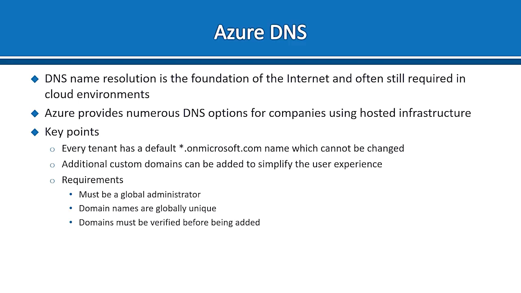Every tenant has a default .onmicrosoft.com name. That name cannot be changed. This is often created in conjunction with Office 365. Office 365 is going to create an Azure AD tenant, and then technically you can just enable an Azure subscription within that particular tenant. So that onmicrosoft.com name doesn't change, and it's basically just intended to be used until a custom domain is verified.